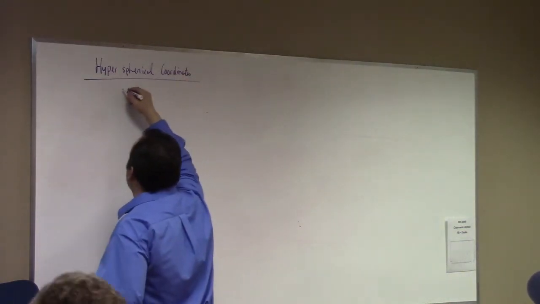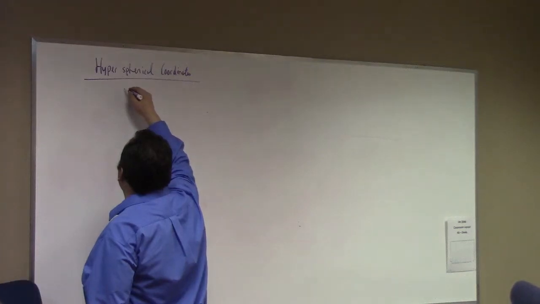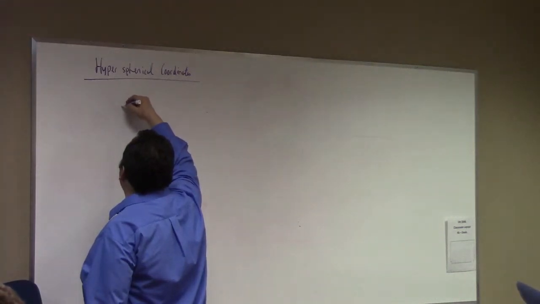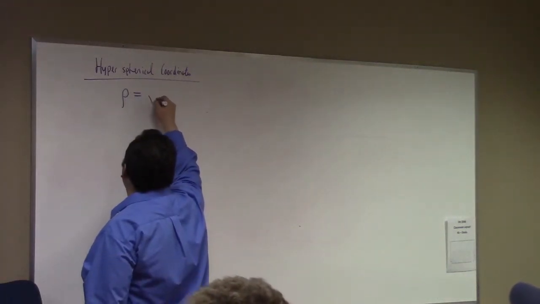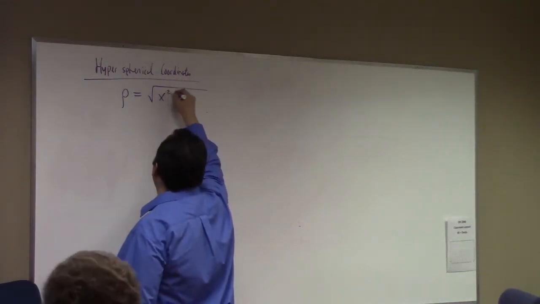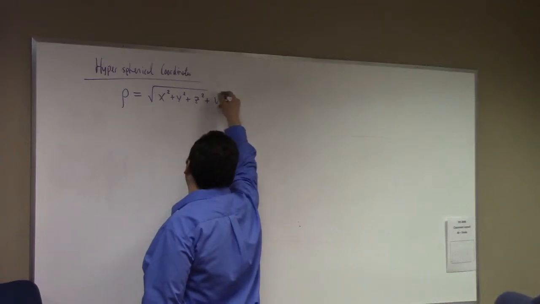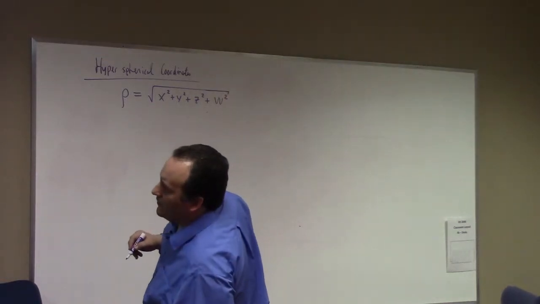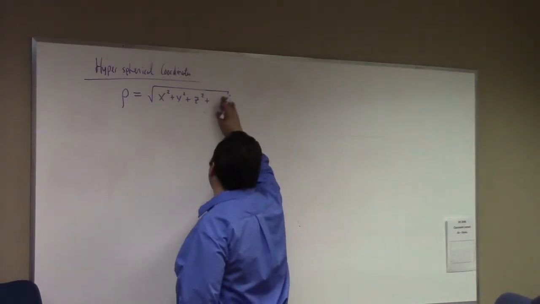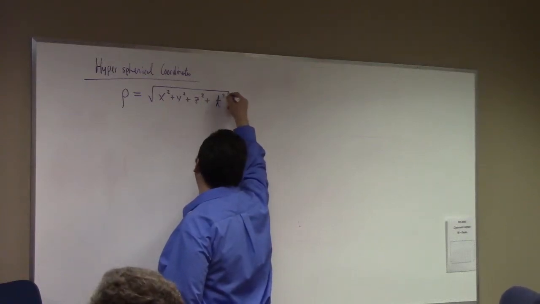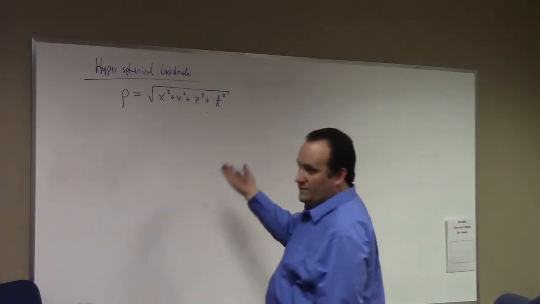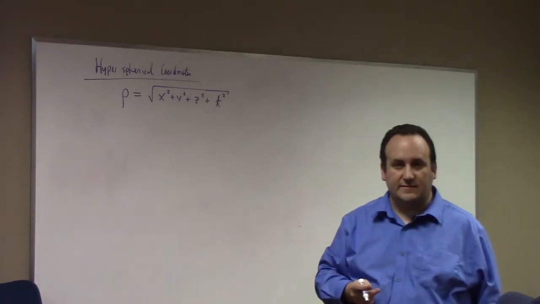First of all, we will let rho equal the square root of x squared plus y squared plus z squared plus, you guessed it, w squared. Or is it t? Oh, I use t. Space-time, t squared. So there you go, the 4-dimensional radius.